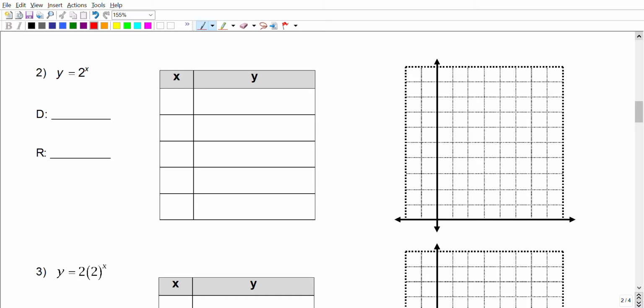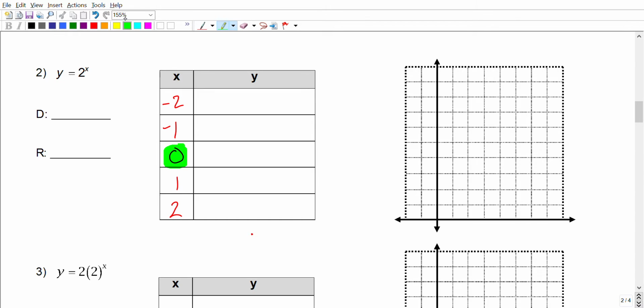All right, guys. So let's take a quick look at number 2. So first things first, remember, go ahead and write your values for x right away. Remember, always try to have the 0 in the center, and then just go up and down by 1. So -1 and -2, and then go up by 1, so 1 and 2.